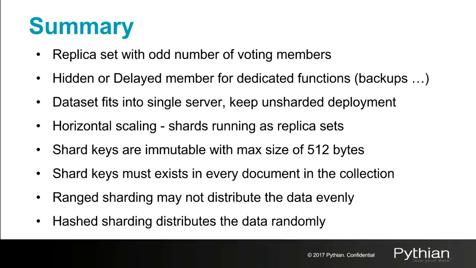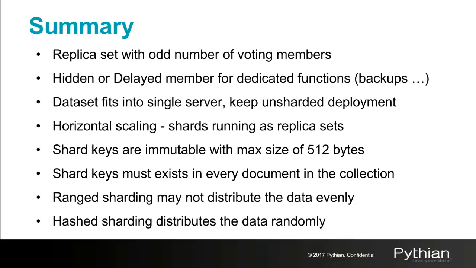However, if we decide to shard, we should always have our shards as replica sets. And that's important because each shard as a component in a sharded cluster must have high availability. The shard keys are immutable, and the max size of the shard key is 512 bytes, so we cannot shard a collection on any key that is longer than 512 bytes. The shard keys must exist in every document in our collection.